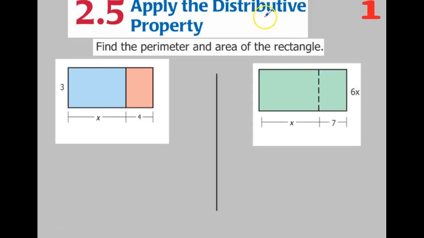Good morning. Today we're going to look at applying the distributive property and combining like terms. So first we're going to find the perimeter and the area of the rectangle. So I'm going to start by finding the area.